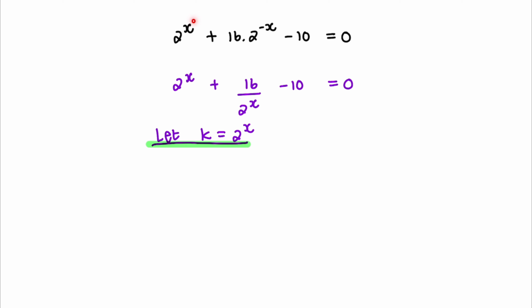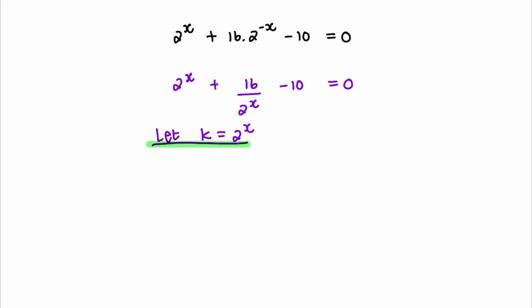Can you see in our first term we have 2 to the power of x. In our second term, we have 2 to the power of negative x, and in our third term, we don't have any 2 to the power of x. Now, my preference is to rewrite this 2 to the power of negative x as 2 to the power of x by creating a fraction.